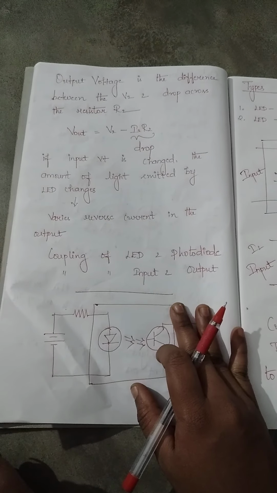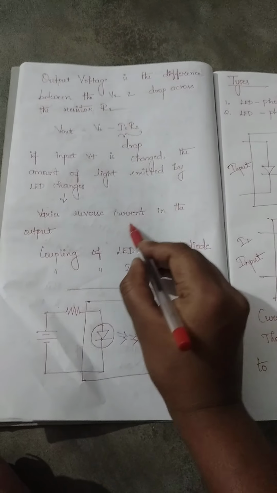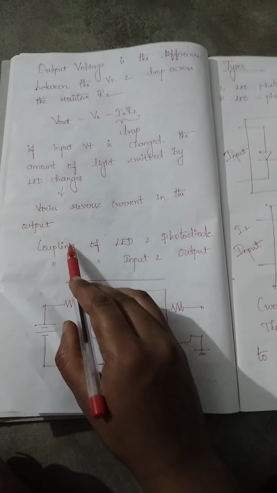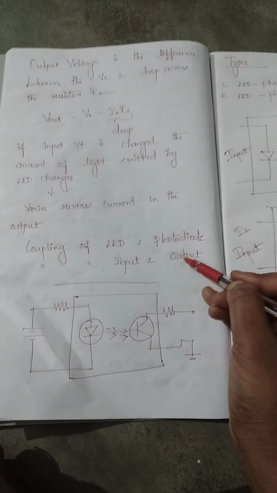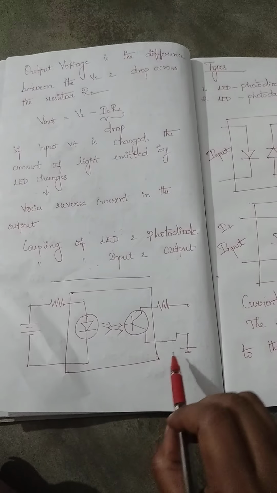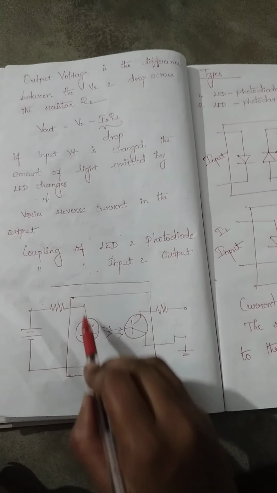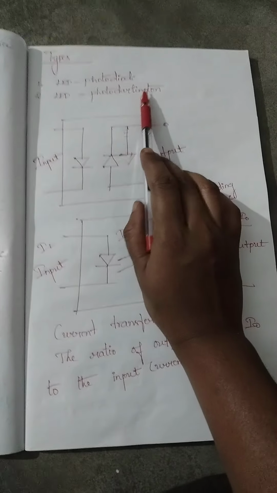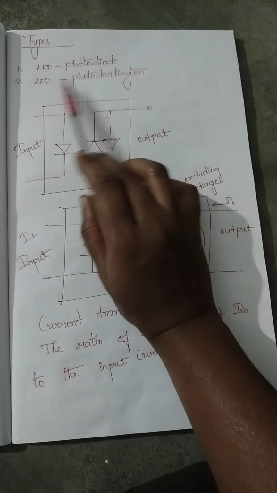Next, the coupling of LED and photodiode with the concept of isolation is called your optocoupler, and it is also called coupling of input and output device. Here your input is your LED and output is your photodiode. Next, a box is drawn here, but there is no connection between your LED and photodiode. The conduction takes place. So you have two types of optocoupler, that is LED photodiode and LED photo Darlington.